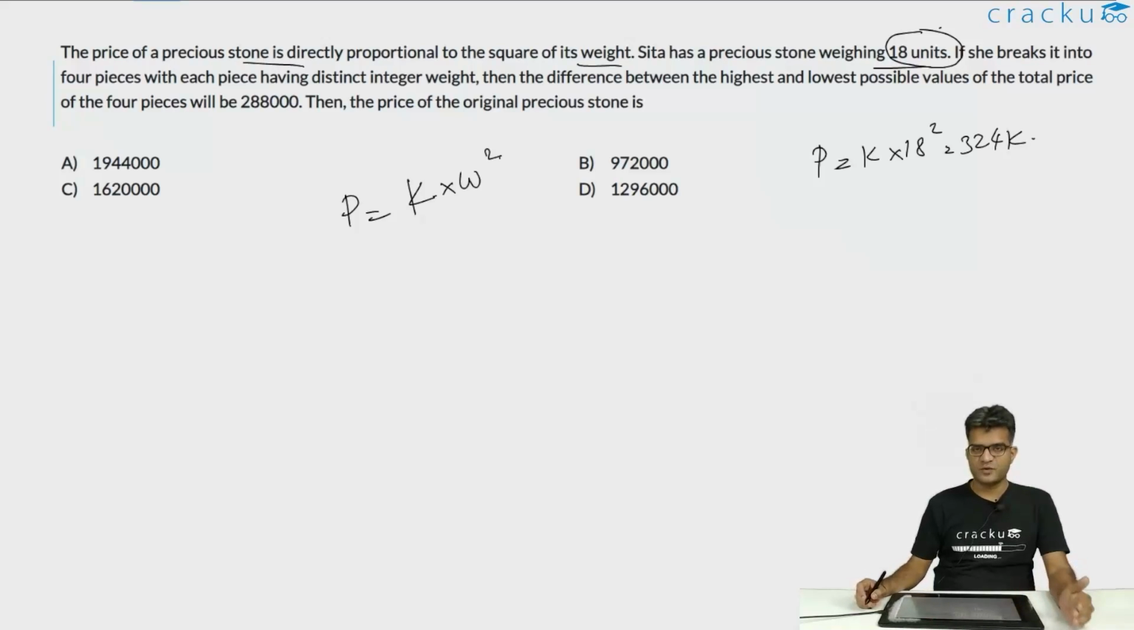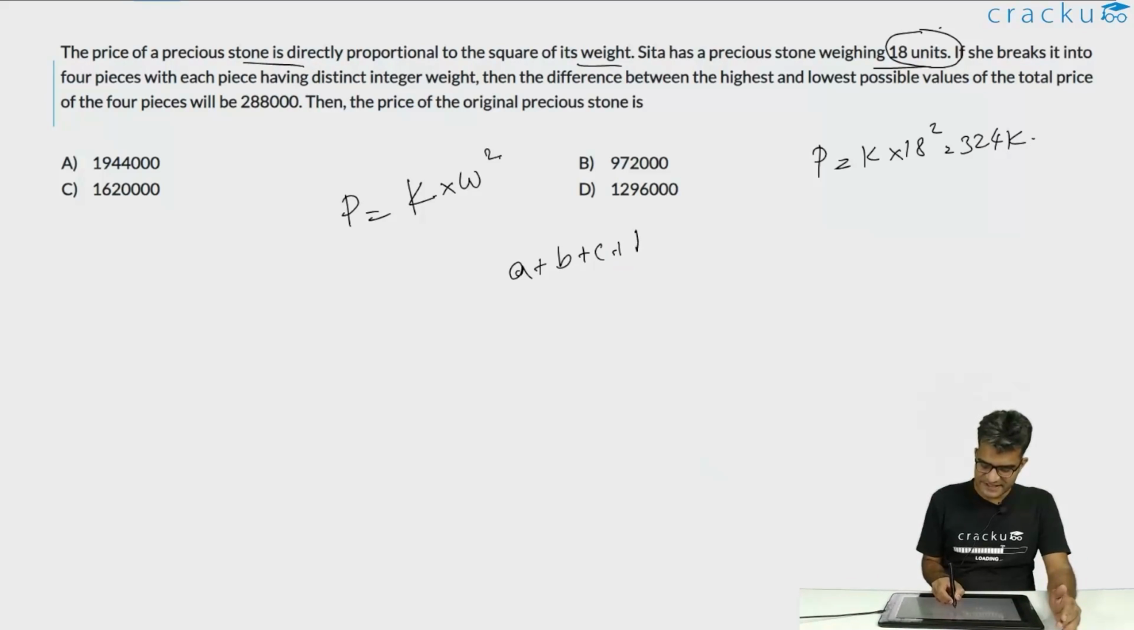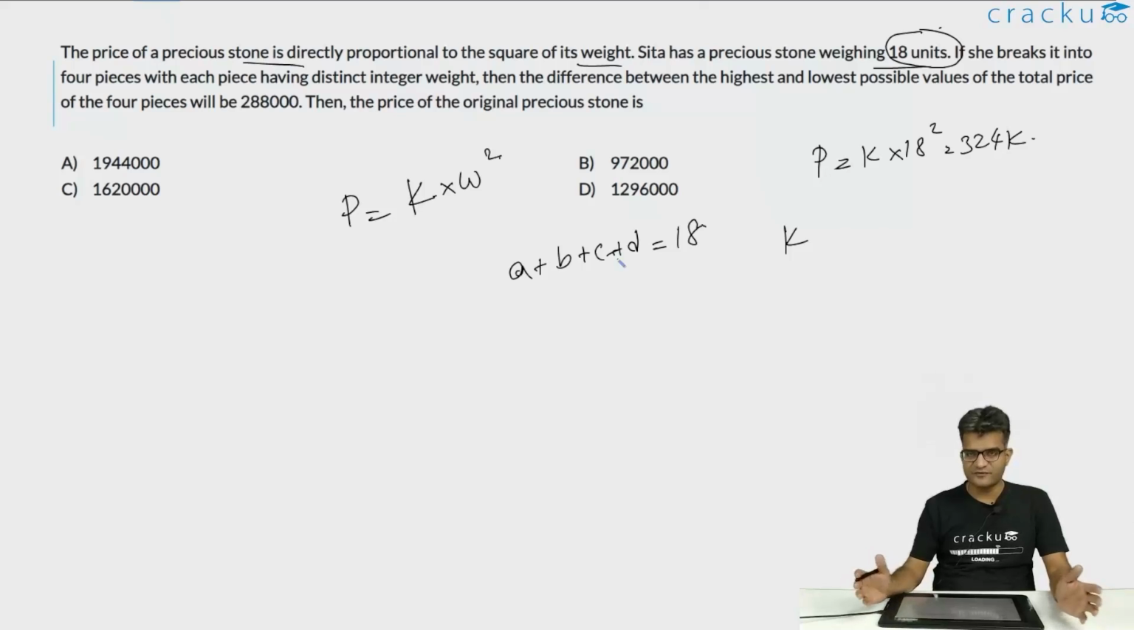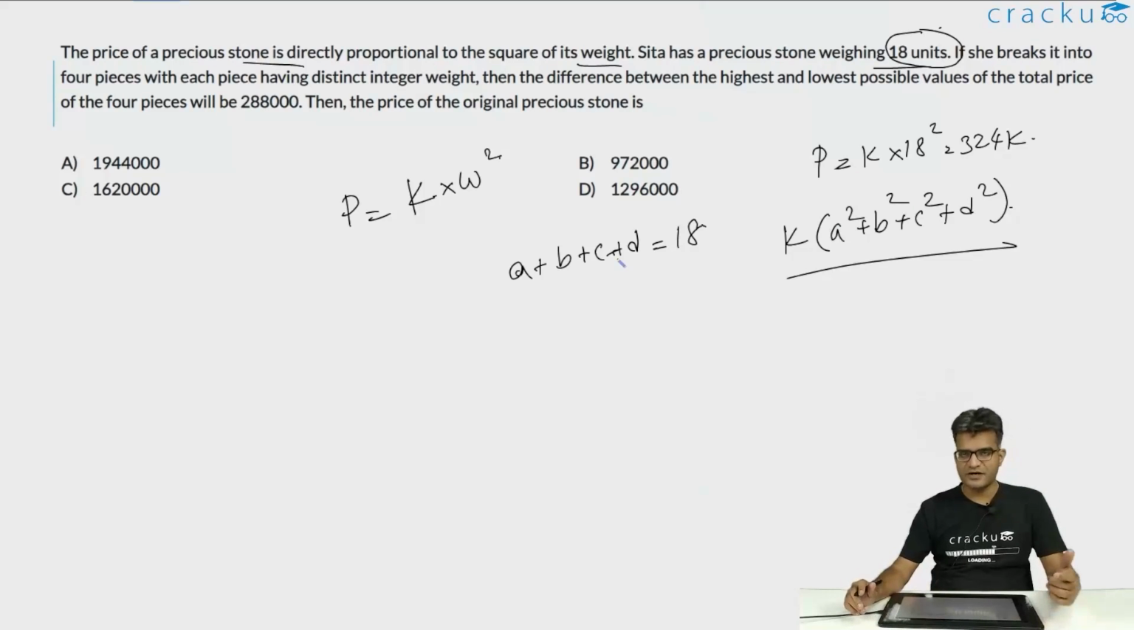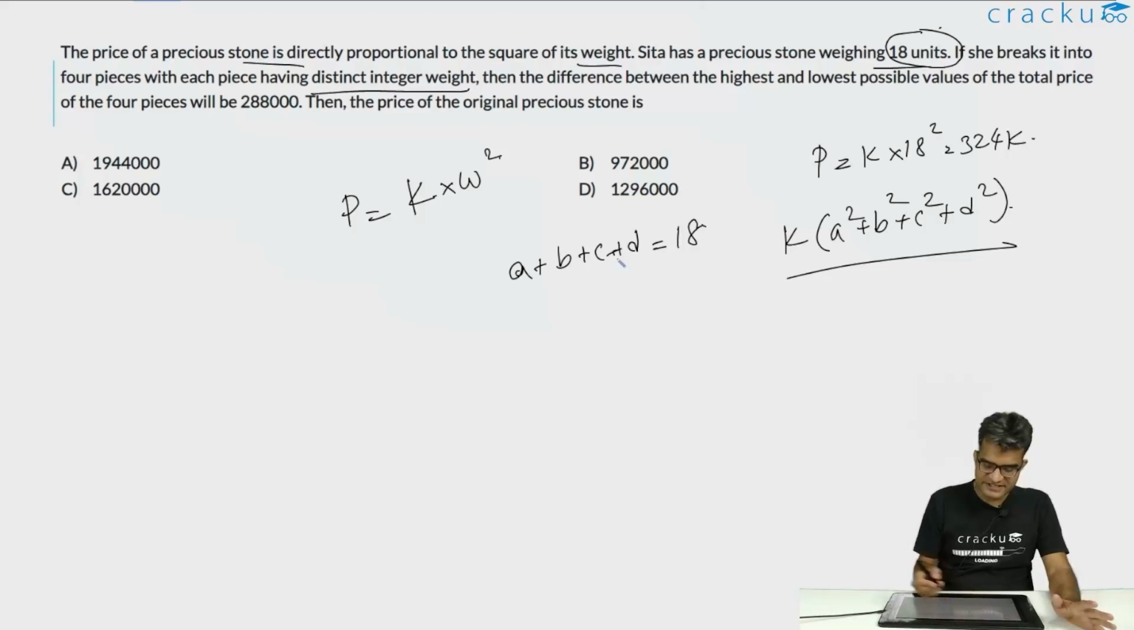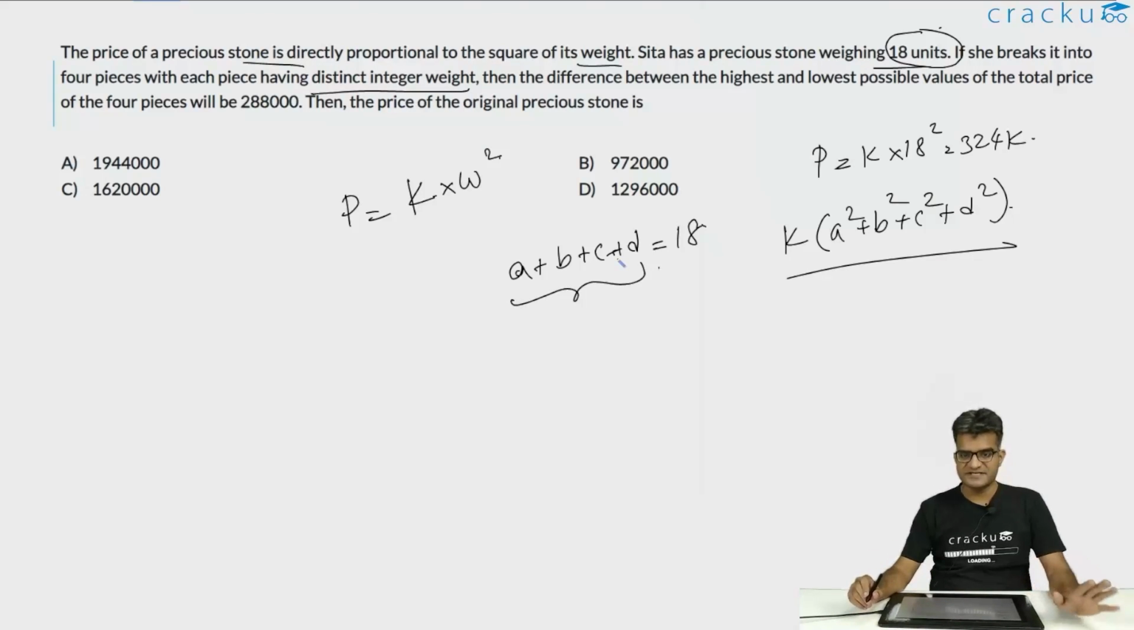Now this stone was broken into 4 parts. Let us assume that the weights of the 4 parts are A, B, C and D. This will sum up to 18. And the price of the sum of the 4 stones will be K into A square plus B square plus C square plus D square. We are not given the value of A, B, C, D, but we have been told that A, B, C and D are distinct integer weights. So all of them are integers and all of them are distinct.